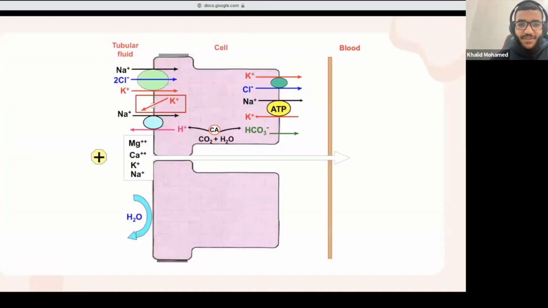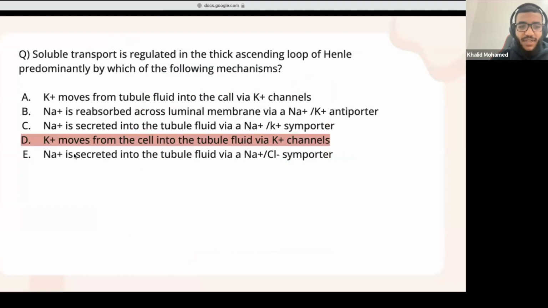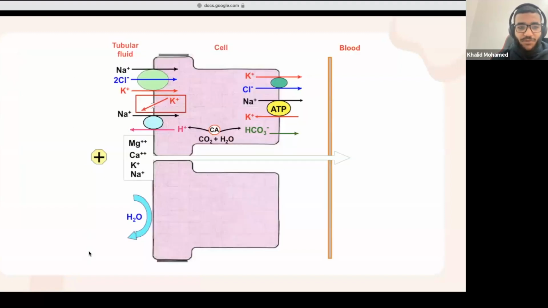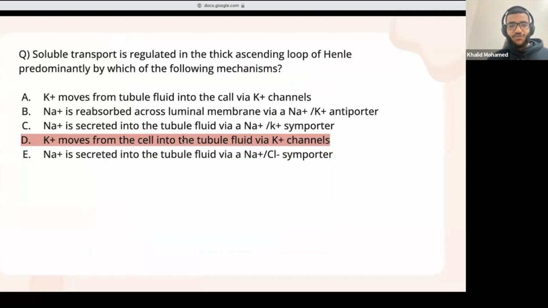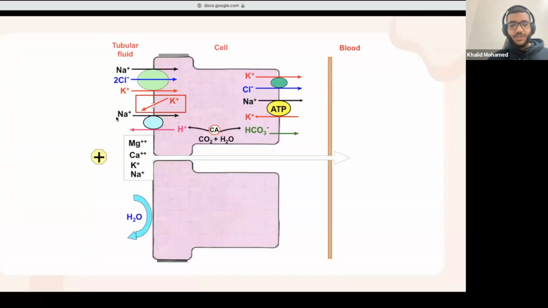So now this is the thick ascending loop of Henle. Okay, and the answer says potassium moves from the cell into the tubule fluid via potassium channels. Okay, so this is the tubule fluid, and you see this is the tubular side, and this is the basolateral side. And you can see there's a potassium channel over here taking potassium into the tubular fluid. Okay, and that's exactly what the answer is saying. It moves from the cell into the tubular fluid.